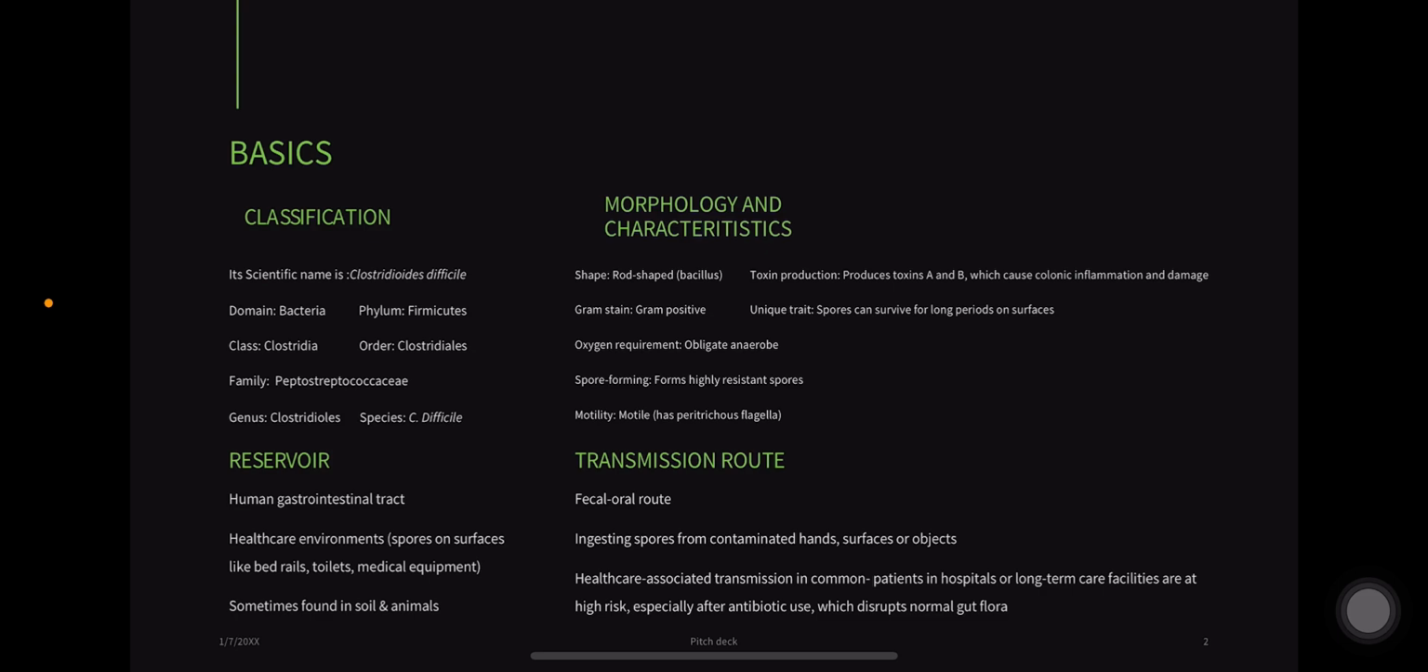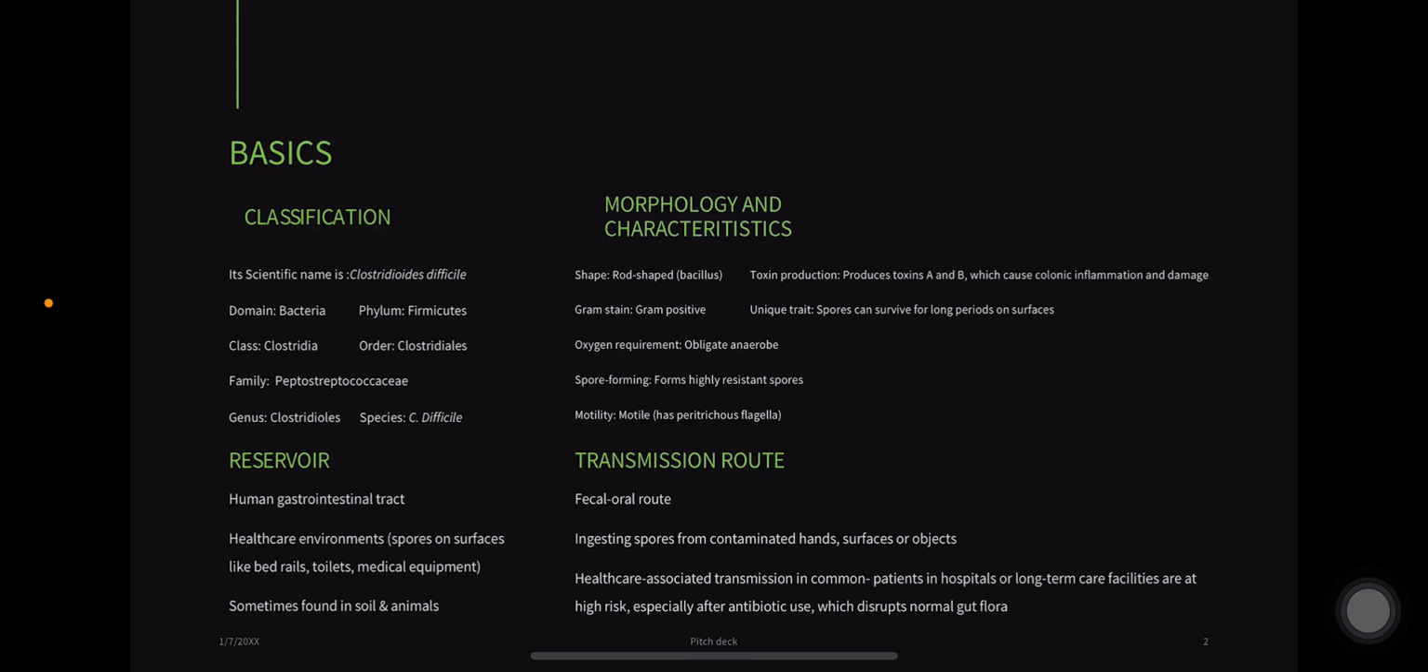The reservoir is found in the human gastrointestinal tract. Within healthcare environments, it's found as spores on surfaces like bed rails, toilets, and medical equipment. It is also sometimes found in soil and animals.